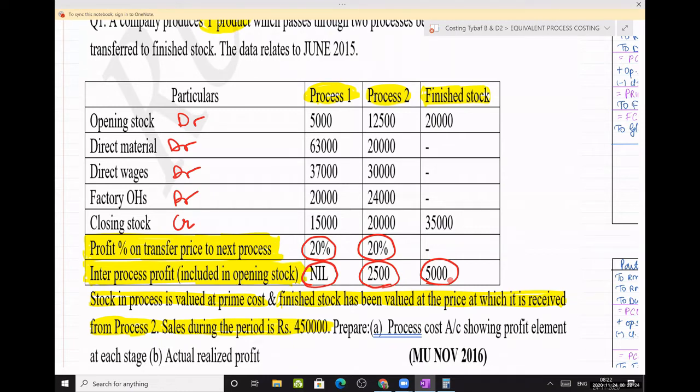Stock in process is valued at prime cost. Please pay attention to this. Stock in process is valued at prime cost. You know what is prime cost? As per the cost sheet, what is prime cost? Direct material, direct labor, direct expenses. When we add these three, we get the prime cost. Right? So remember that.